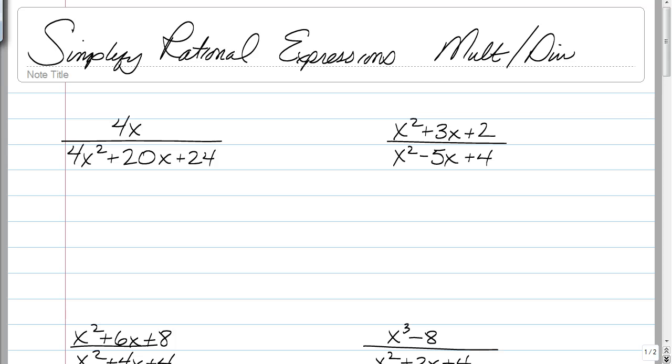All right, let's do this. We have simplifying rational expressions, and then we're also going to multiply and divide. It is crucial that you understand how to factor to be successful in this chapter.